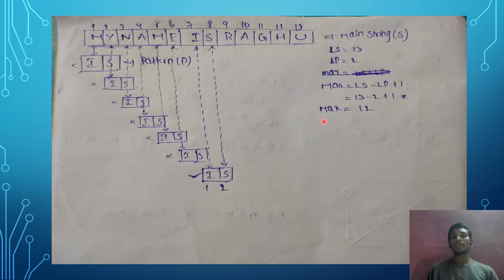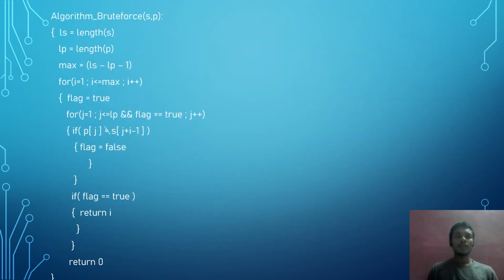So here max value results as 12. So the outer loop should iterate at most 12 times. But the pattern may be found before the max value. So let us see the algorithm of brute force.